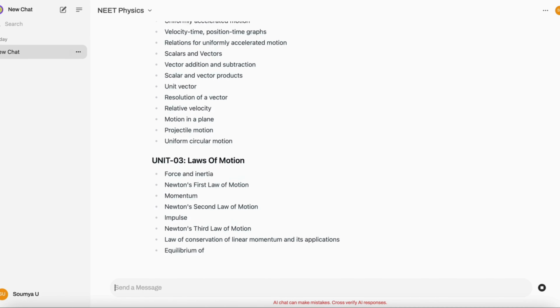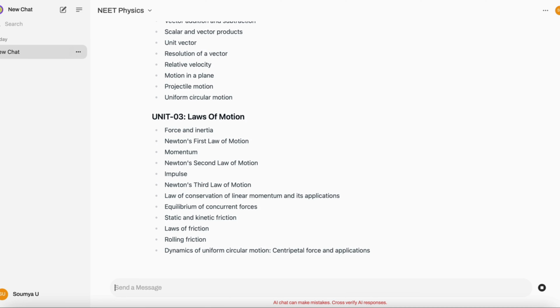Unit 03, Laws of Motion: Force and Inertia, Newton's first law of motion, momentum, Newton's second law of motion, impulse, Newton's third law of motion, law of conservation of linear momentum and its applications, equilibrium of concurrent forces, static and kinetic friction, laws of friction, rolling friction, dynamics of uniform circular motion, centripetal force and applications.